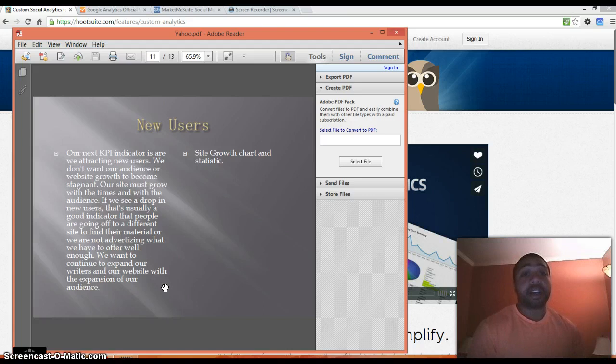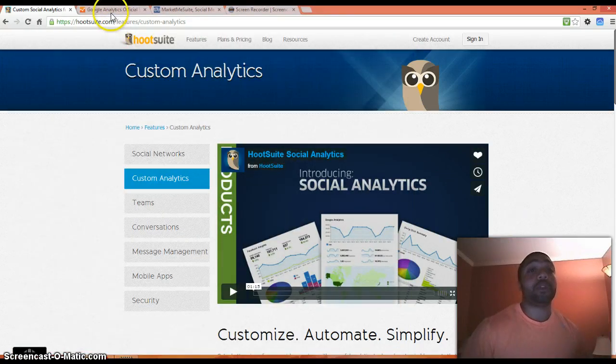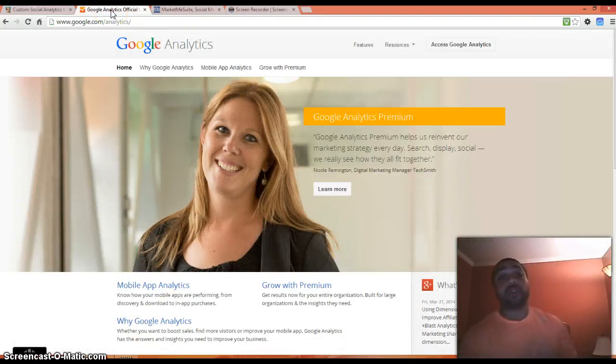Another way to take a look at it, or another indicator, would be new users. Obviously, we want to have new people view our site, and Google Analytics allows us to take a look at that. We can find out from anywhere across the world who's coming in to view our site, where they're coming from, and are they new to our web program.